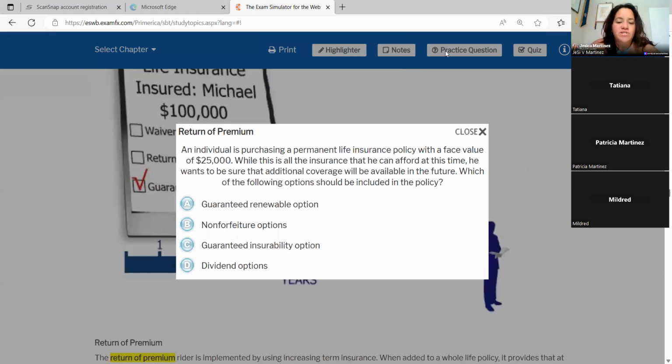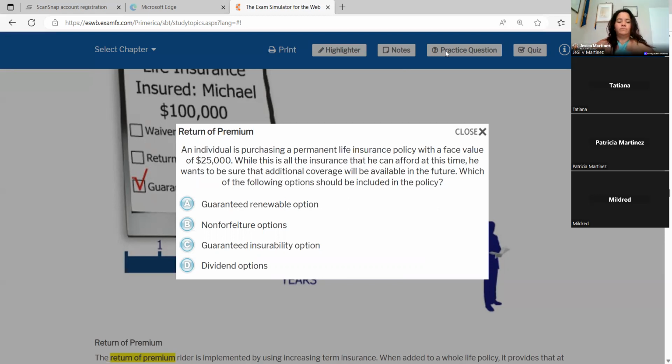Okay, an individual is purchasing a permanent life insurance policy with a face value of $25,000. While this is all the insurance that he can afford at this time, he wants to be sure that additional coverage will be available in the future. Which of the following options should be included in the policy? Will it be the guaranteed renewable option, the non-forfeiture options, the guaranteed insurability option, or the dividend options?